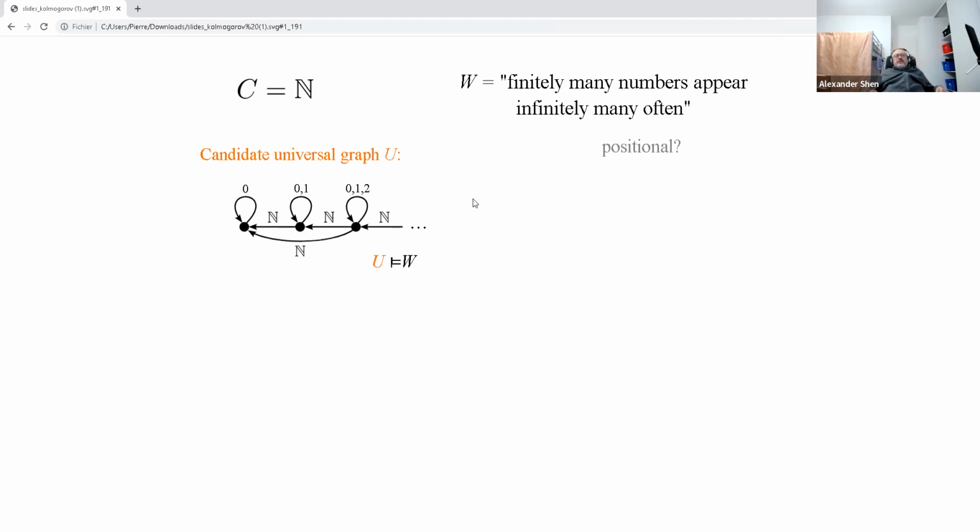What is the condition then? Say it again. So the condition is that you win if there are only finitely many numbers that appear infinitely often, or is it a different condition? No, it's this condition. But if you take 1, 2, 3, 4, 5, 6, 7, and so on, it belongs to the condition. Yeah, but actually not to the graph.